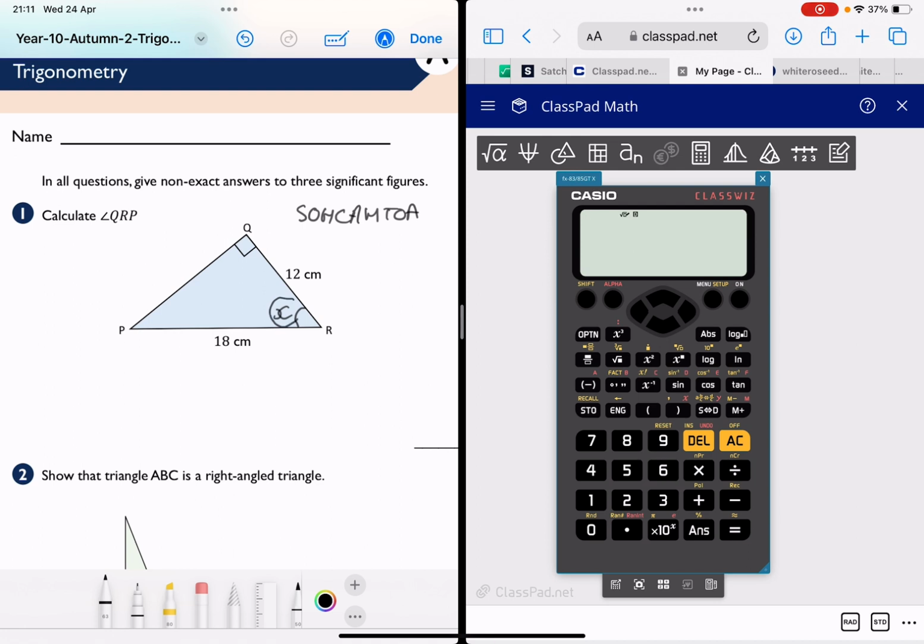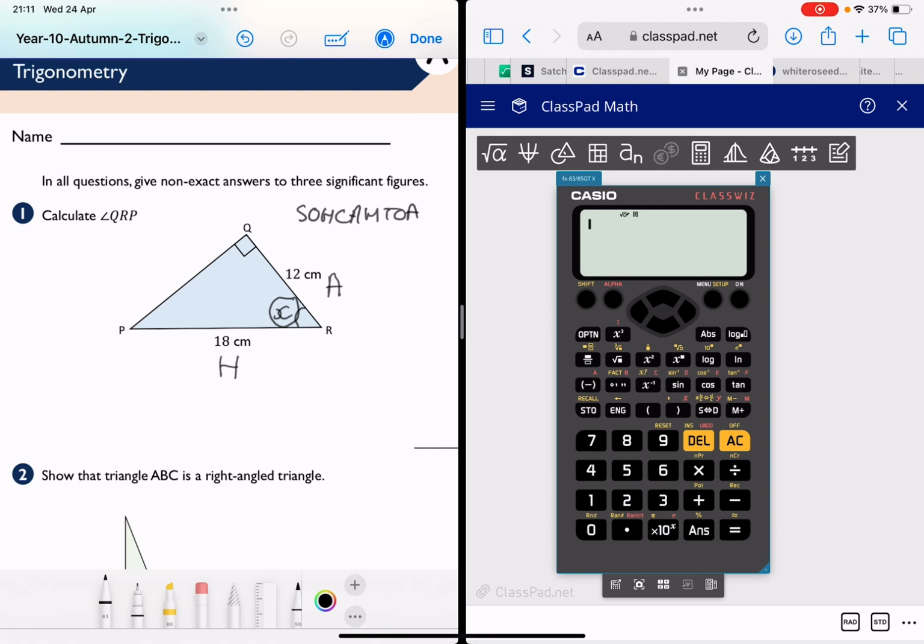Think about where the angle is here. Well, opposite the right angle is 18, so that is the hypotenuse. And as the 12 is next to the angle, i.e. touching it, that is the adjacent. The one that's from P to Q is the opposite. I don't need to label that because I'm not going to use it.